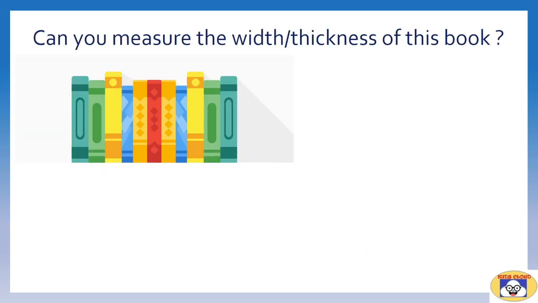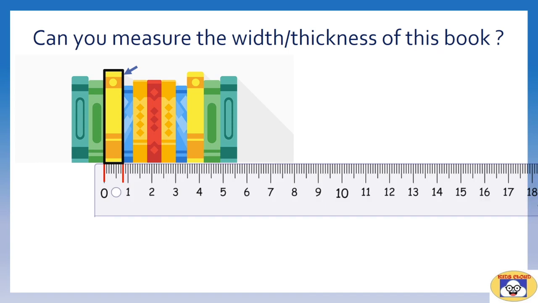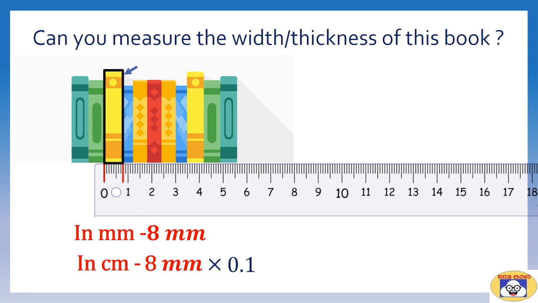Here are some examples. Can you measure the width or thickness of this book? In millimeter, the width of this book is 8 millimeter. Now can you convert it into centimeter? So in centimeter, you have to multiply the millimeters with 0.1. This will give you the answer 0.8 centimeter.